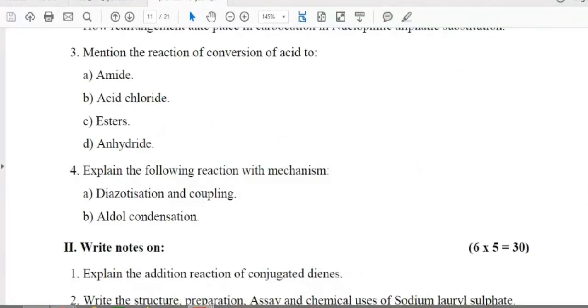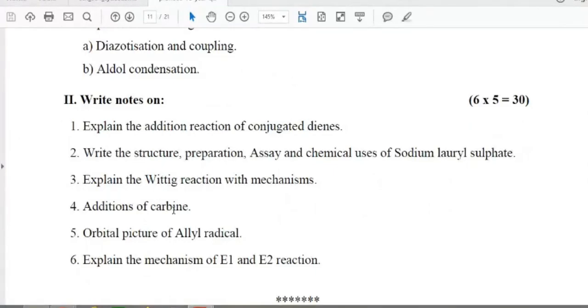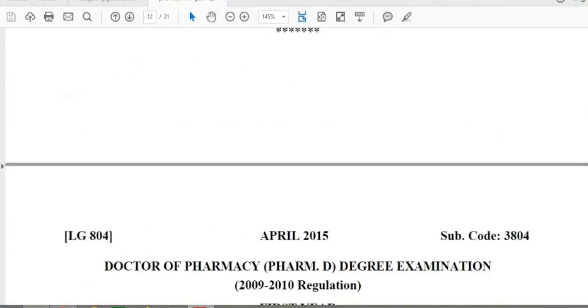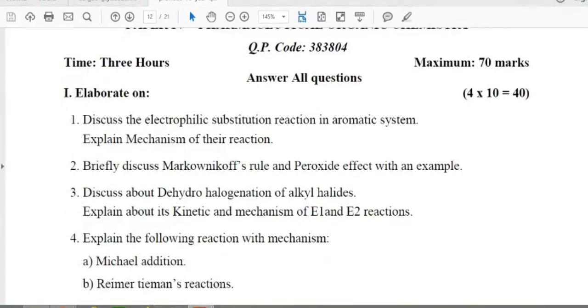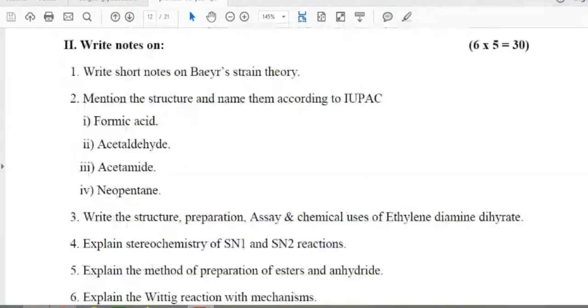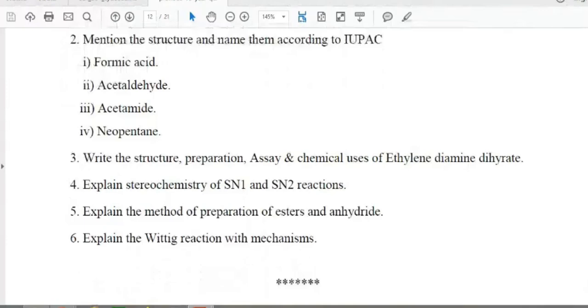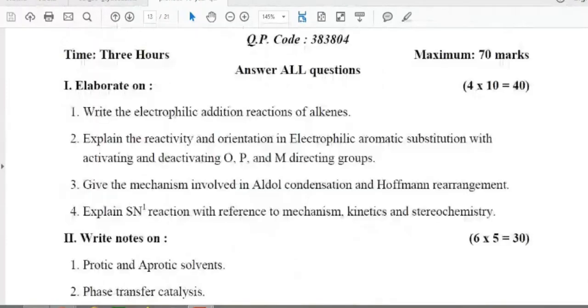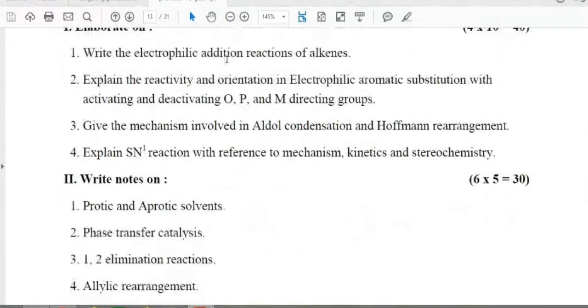Diazotization and coupling reactions, amide, conversion of acid to amide. Conjugated diene, explain the addition reactions of conjugated dienes. Addition of carbene. Dehydrohalogenation of alkyl halides, E1, E2 reactions. Markovnikov rule and peroxide effect with an example. Baeyer strain theory. Protic and aprotic solvents. Write the electrophilic addition reactions of alkenes. A 10 marks question, direct question.